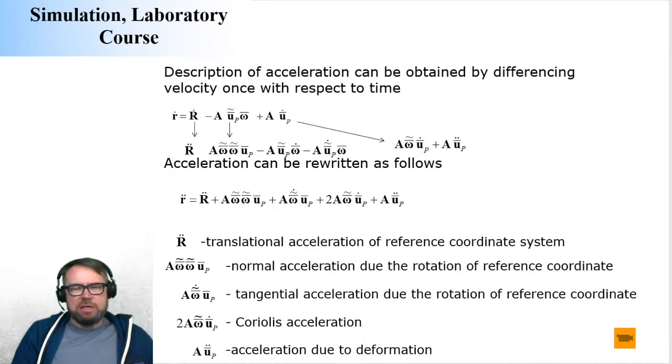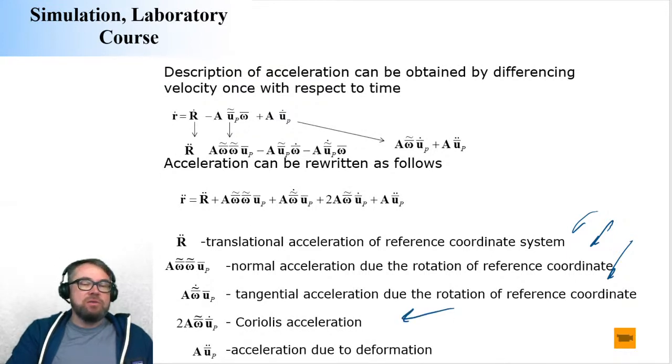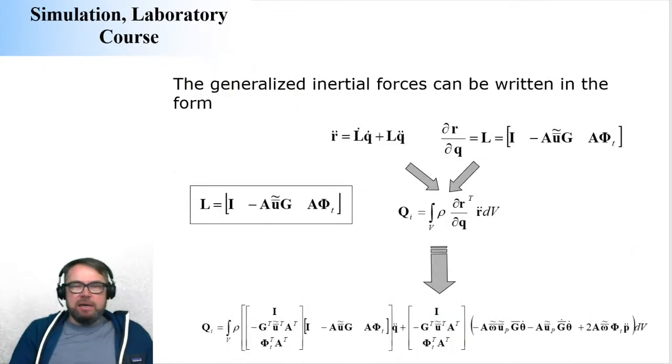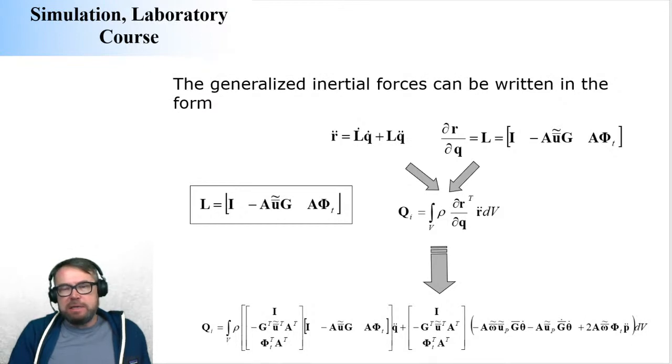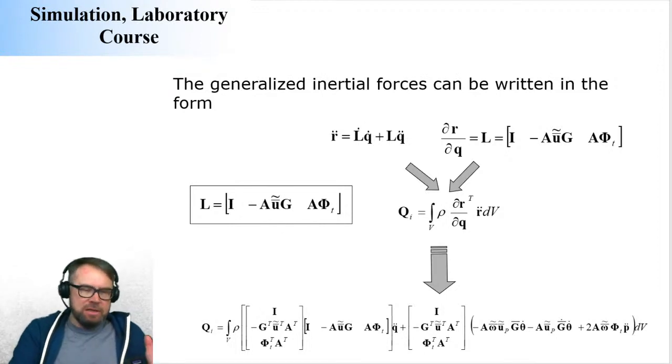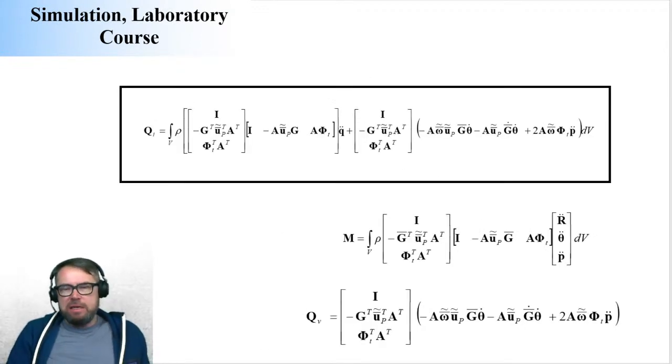Remember, in the rigid bodies, there was a translational acceleration, a normal acceleration and a tangential acceleration. Now we got more acceleration components. We finally got this Coriolis acceleration because now the particle can move in a rotating disk. And then we have acceleration just due to the pure deformation. Now we can substitute this acceleration description into our expression of inertia forces, and it's going to be a big mess, it looks awful, but don't get upset about that.